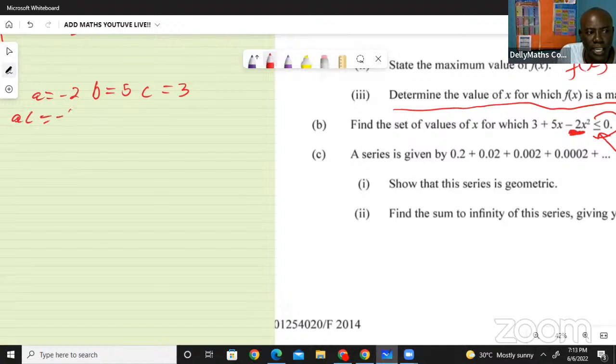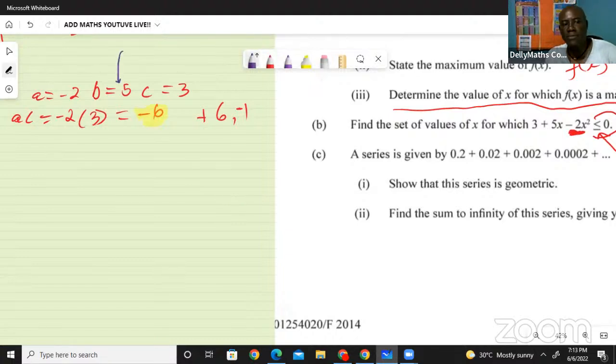AC is equal to -2 times 3, which is equal to -6. We're using 6 and 1 to get a 5 because my AC is a negative number. So I'm using the 6 and the 1, but I am going to have to use a -1 and a +5, because remember, the B is positive, so let the bigger one take the sign of B, and then we walk ourselves through this.